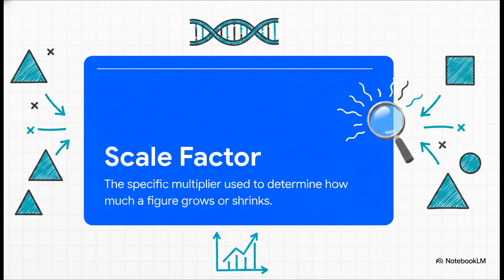If the dilation itself is the growth spurt, well, the scale factor is the DNA telling the shape exactly how much to grow. It's literally the specific multiplier used on every single coordinate of a figure to dictate how much it will expand or contract. It is the secret mathematical engine driving the whole transformation behind the scenes.